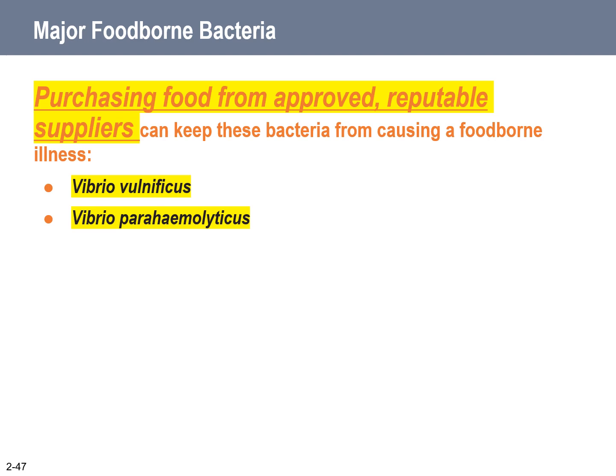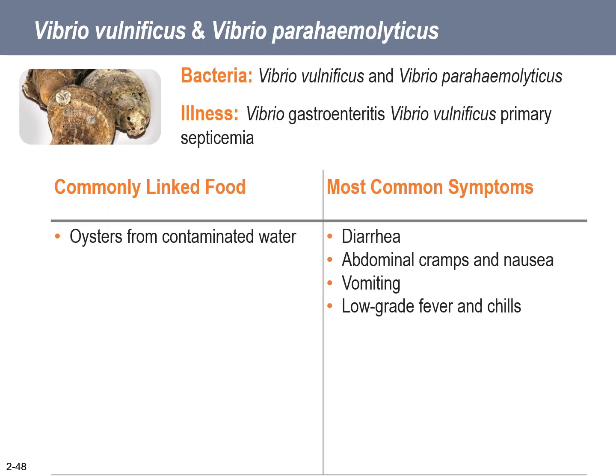So, Vibrio parahaemolyticus and Vibrio vulnificus. I'm sorry, I cannot pronounce those. These two are commonly linked to oysters and contaminated water, and the most common symptoms are diarrhea, abdominal cramps, nausea, vomiting, low-grade fever, and chills. A low-grade fever is just 1 or 2 degrees over normal body temperature.